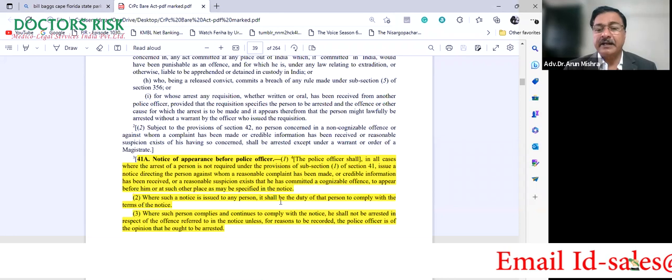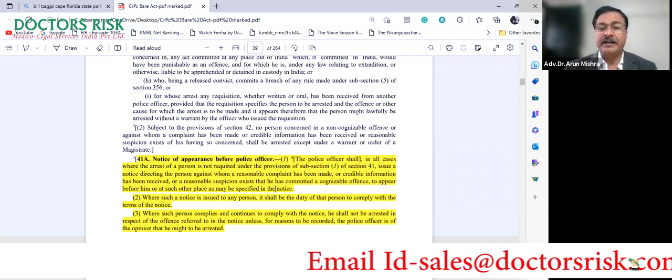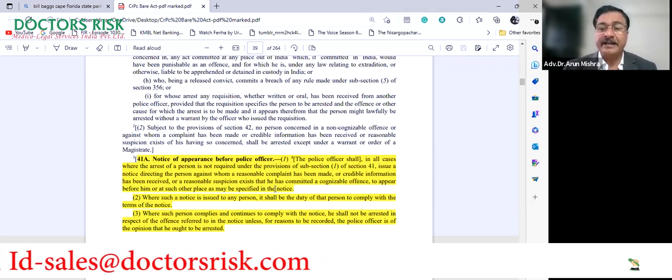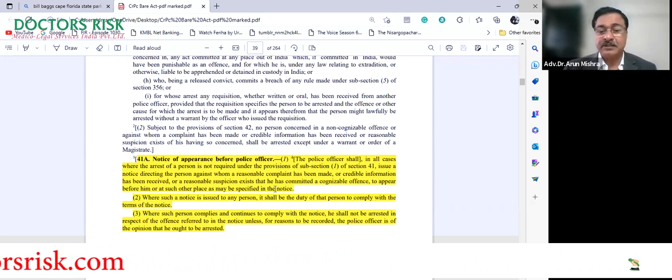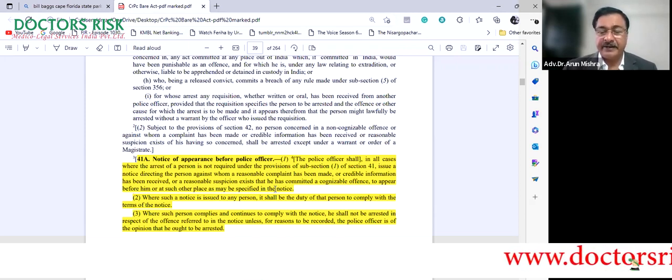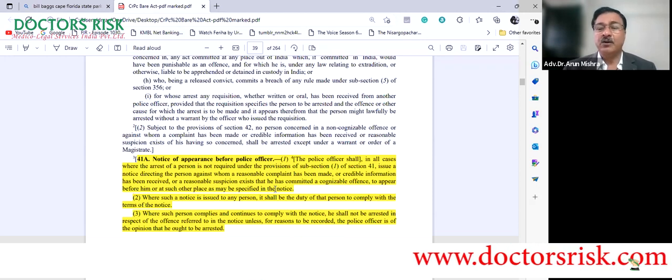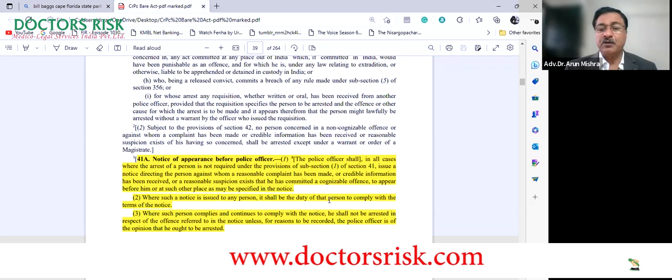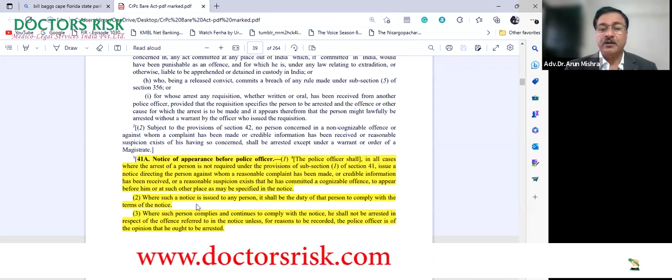So now it becomes mandatory to send a notice to people where arrest is not warranted. Whichever case it is, it could be 10 years punishment, it could be 7 years punishment, whichever cognizable offense. But if the police officer feels that arrest is not warranted, he must issue a 41A notice. And what does it say? Where such notice is issued to any person, it shall be the duty of that person to comply with the terms of the notice.